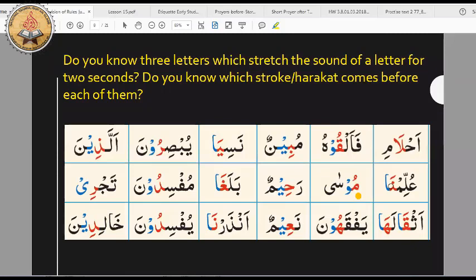Musa. Good, well done. And this next one. Ra. Good, ra. And then these two letters together. This is a he, good, and this is a ya mada. So we have to elongate this for 2 seconds now. He. Good, well done. And this last letter.